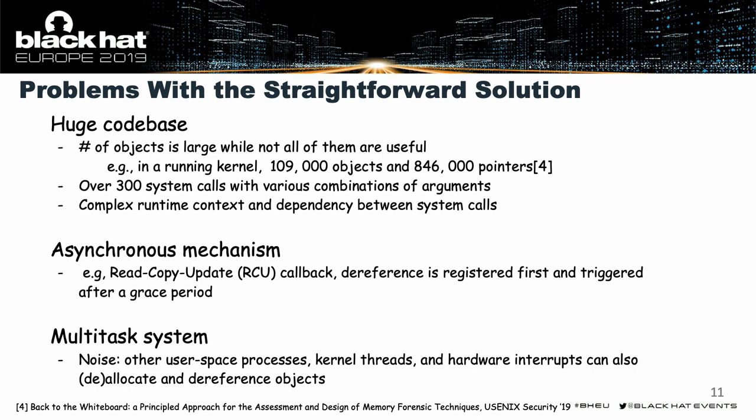The first reason is the kernel's huge code base. After booting up the system, there are hundreds of thousands of objects and nearly 1 million pointers. The number of objects is much larger than that in user space programs, while not all of them are useful. Additionally, the Linux kernel has over 300 system calls with various combinations of arguments, which is also a huge search space. To make things worse, system calls are not independent.